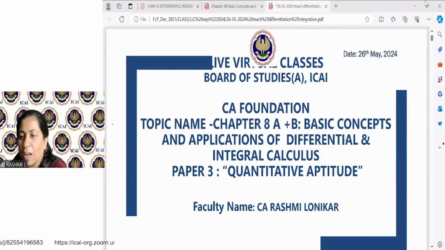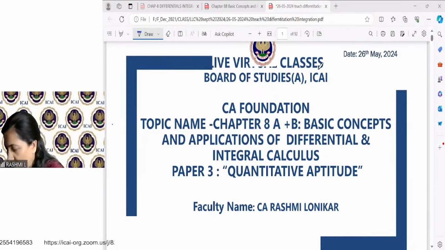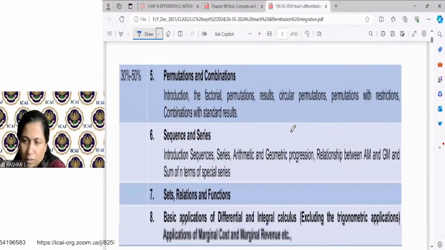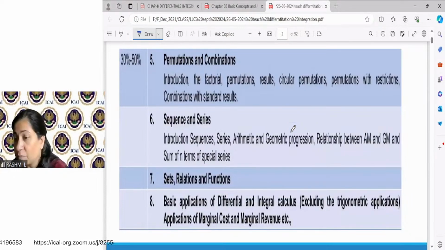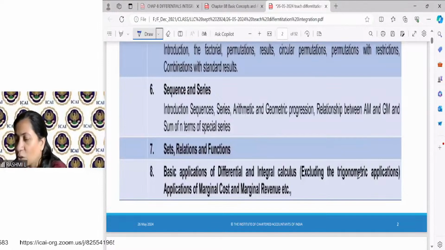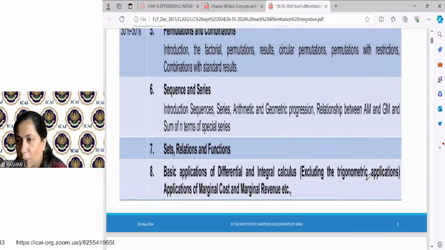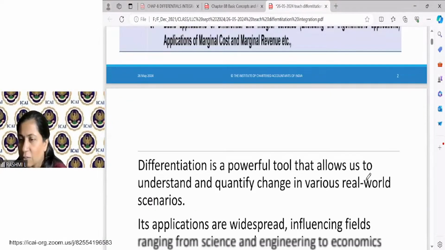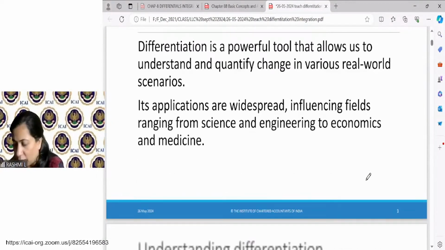Okay, so let us start with this topic of revision of differentiation and integration. As you know, let's first talk about the weightage. So 4 to 5 questions maximum you'll get from this topic. And the important thing is now the trigonometric applications have been removed, so you don't have to worry about those sine, cos, tan. Now let us dive into what the topic is telling us about.